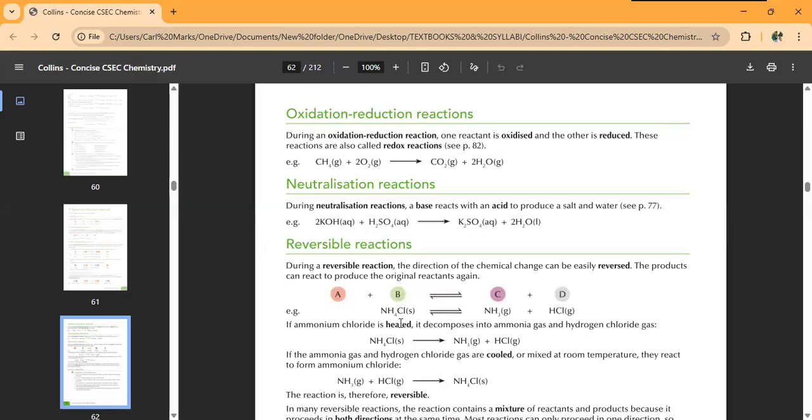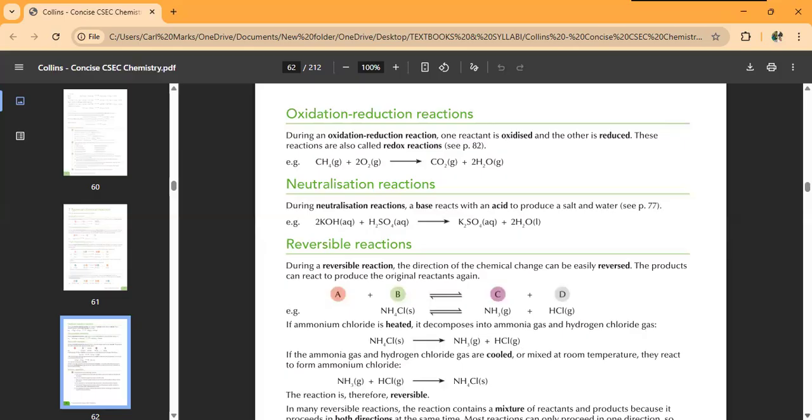All right, so in our example, we have ammonium chloride being heated. It decomposes into ammonia gas and hydrogen chloride gas. Now, if you cool the gases that are made, or mix them at room temperature, they react to form again the ammonium chloride. That is what the example is telling us here.